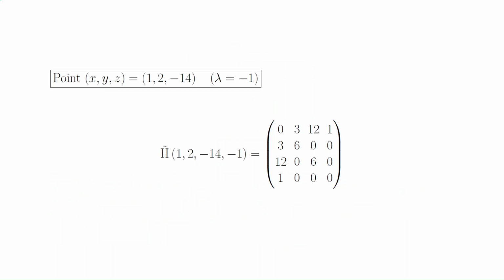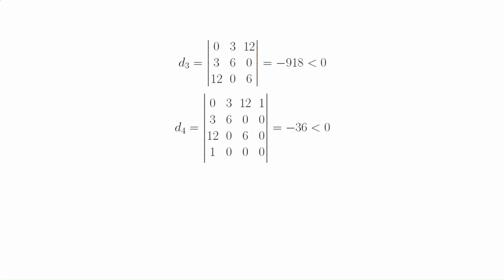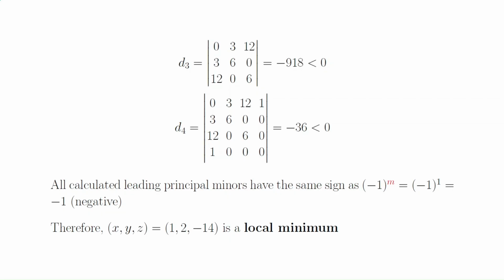Finally, evaluate the bordered Hessian matrix at the critical point 1, 2, -14, and you will have the specific matrix on the right. The third leading principal minor is negative, and the fourth leading principal minor is also negative. Now, this corresponds to case 1 in our criterion, because all calculated leading principal minors have the same sign as -1 to the m, which is negative in this problem. Therefore, the critical point 1, 2, -14 is a local minimum of the constraint objective function.